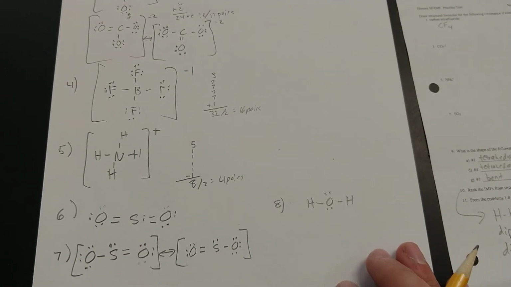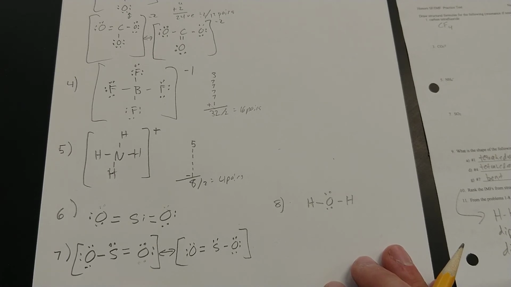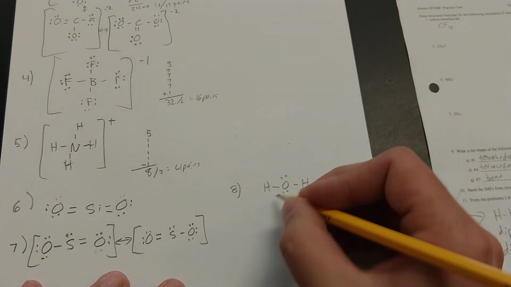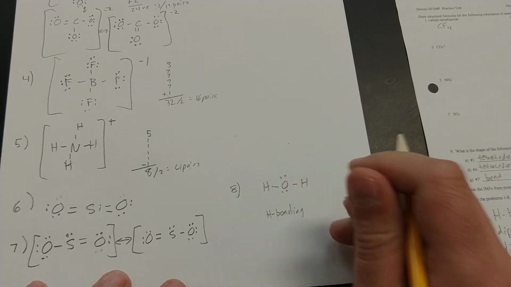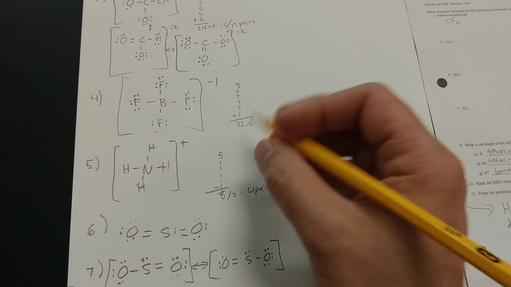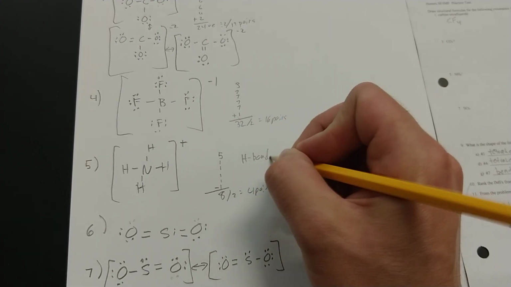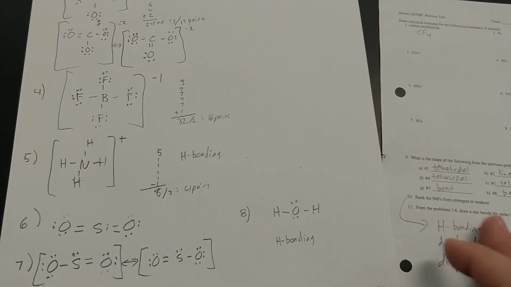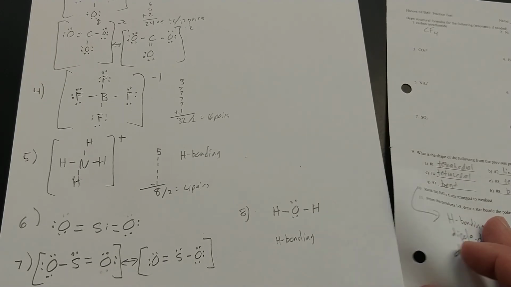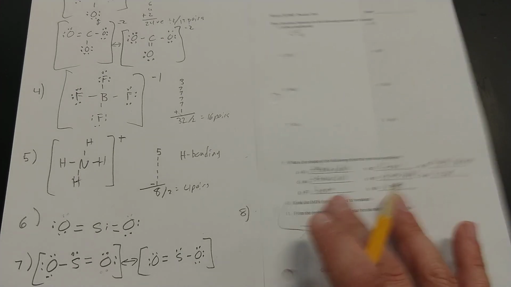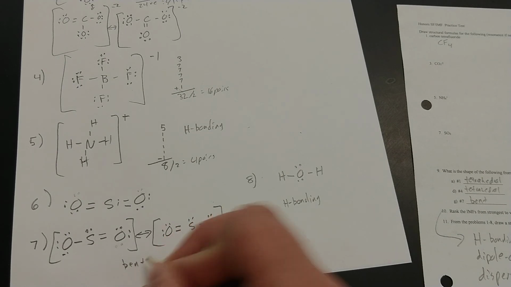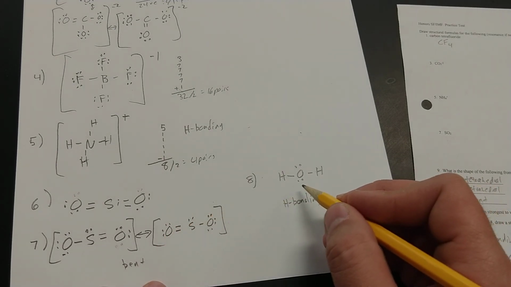Now, in order to do problem number 11, first thing we need to do is figure out which intermolecular forces these things have. So if it has hydrogen bonded to nitrogen, oxygen, or fluorine, it's hydrogen bonding. So an example would be number 8, that has hydrogen bonding. Also, number 5 has hydrogen bonding. Anything that is bent or trigonal pyramidal would have dipole-dipole forces. That comes up in numbers 7 and 8. Those are bent. But that one also has hydrogen bonding.